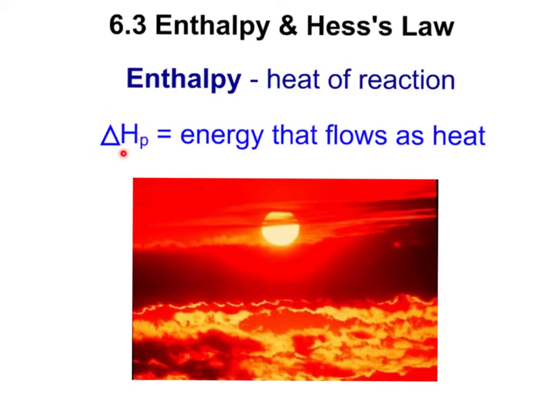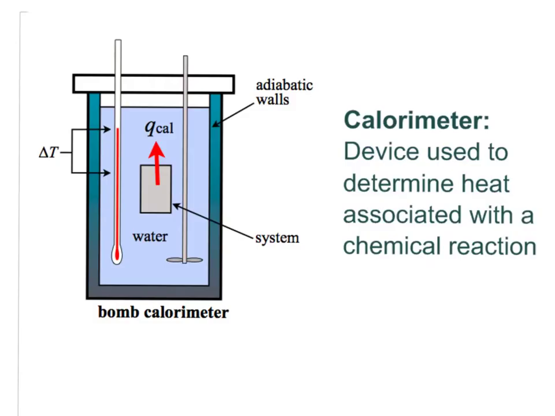And basically, delta H, or change in enthalpy, means the energy that flows as heat. So when we talk about enthalpy of reaction, we are talking about energy as heat of that reaction. A calorimeter is a device that is used to measure that enthalpy, the heat associated with a reaction. That can be really useful once we know the enthalpy of one reaction. We can use that then to look at other reactions, and we'll look at how that might be useful in a little bit.